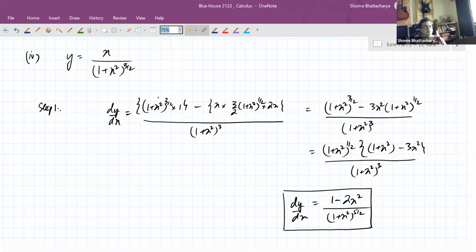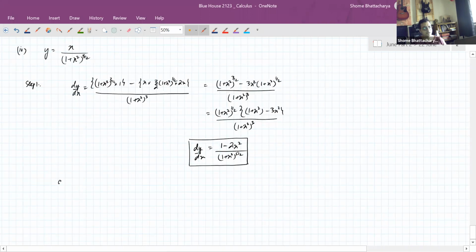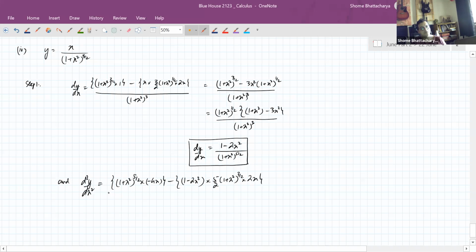So this is the lengthy step here, and of course second derivative is also going to be lengthy. So second derivative, we have to differentiate this. So same method, denominator into differentiation of numerator, that is minus 4x, minus numerator into differentiation of denominator. The whole thing divided by the denominator squared.